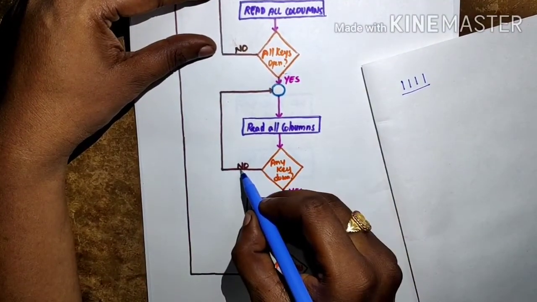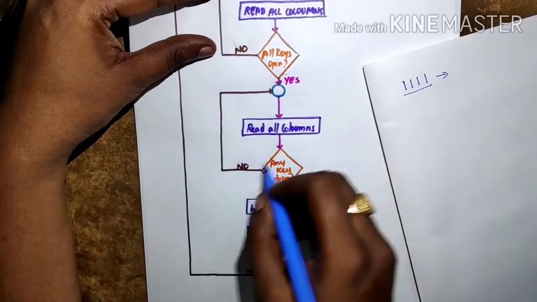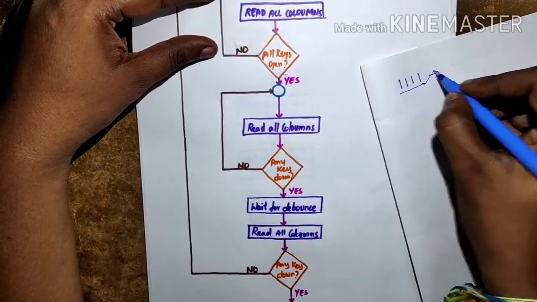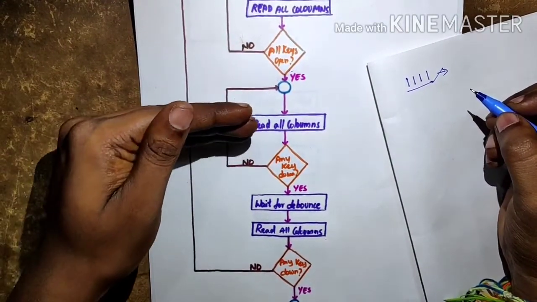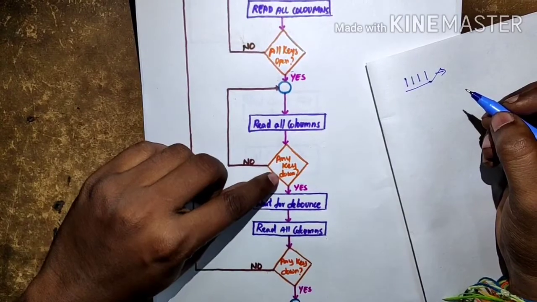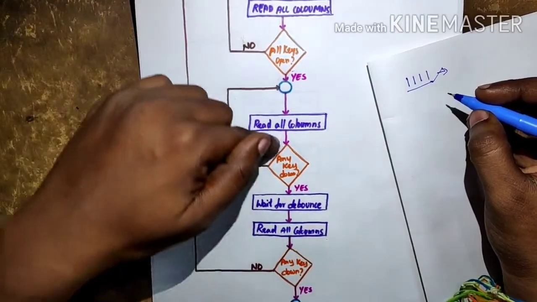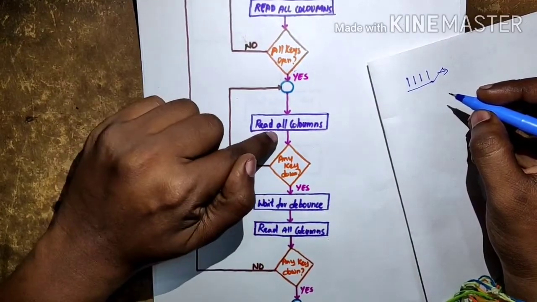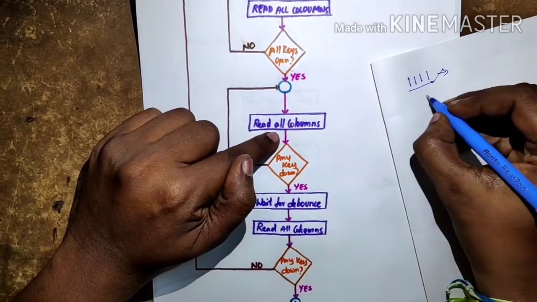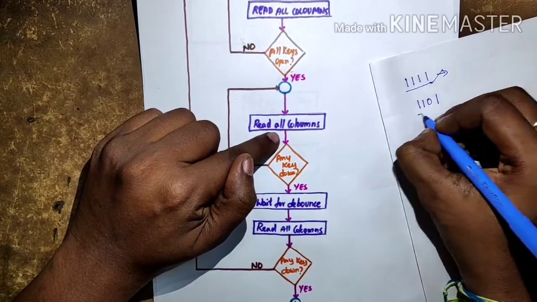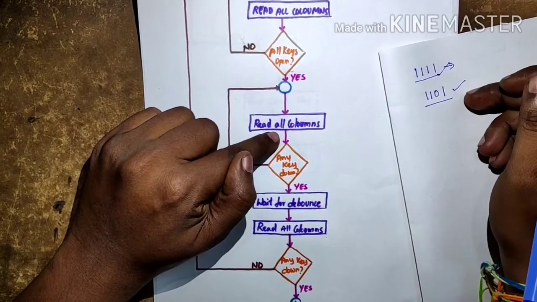If there is no change in columns, it will repeat this multiple times until there is a change in the value of the column. If there is a change in the value of the column, it means there is a key press. So whenever we are pressing any key on our keyboard, the value of the column will change. For example, 1101, so the value has been changed to 1101.